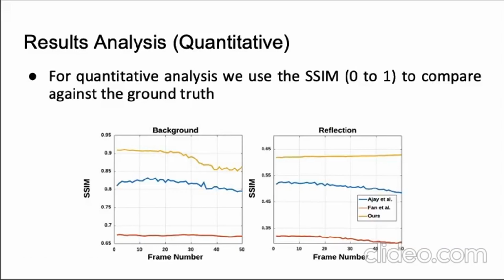To measure this quantitatively, we measure the structure similarity index against the ground truth. For example, if we look at the separated layers, we can see that both of them have less structure similarity index when compared to the ground truth for the background and reflection layer than our method. Our method showed the highest structure similarity index with the ground truth decompositions.